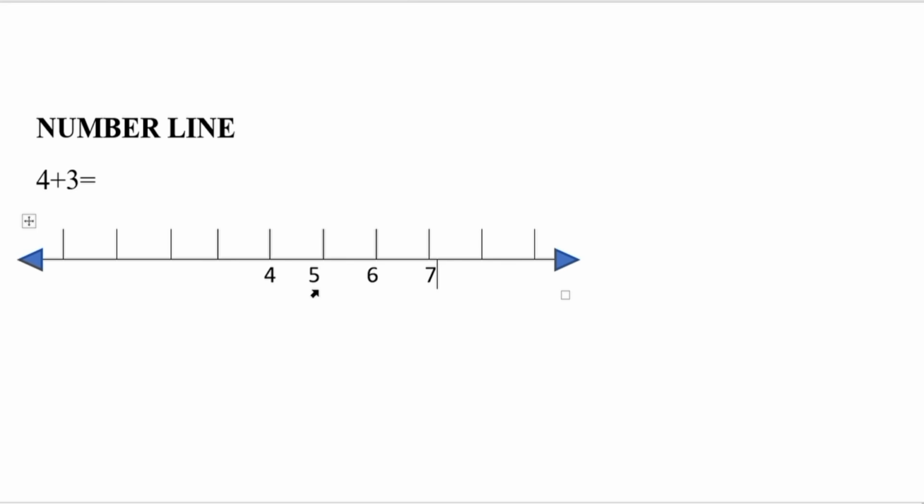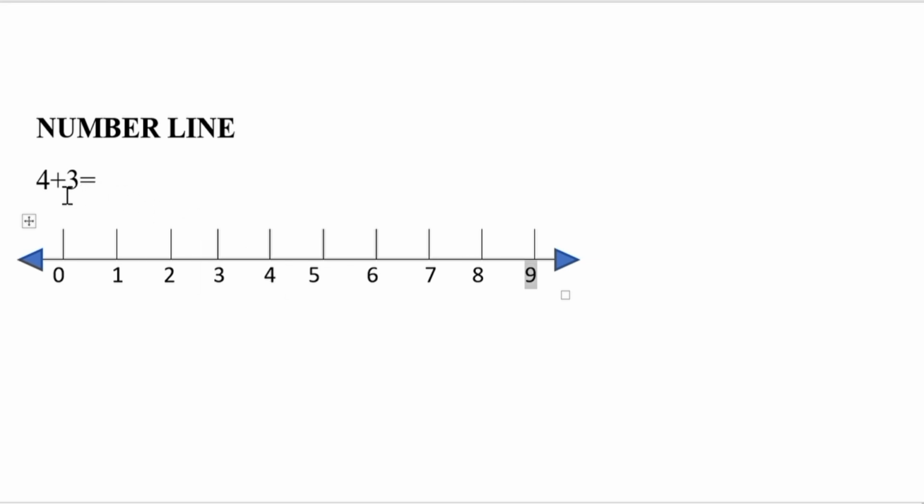After we have included those numbers, we must have some extra numbers to the right of 7 and to the left of 4. You can have just one extra number, or 2 or 3, on either side. It does not matter. So in this case, let me have some extra numbers: 3, 2, 1, 0. And to the right of 7, I have 8 and 9. After I've done that, now identify where the first number, 4, is.